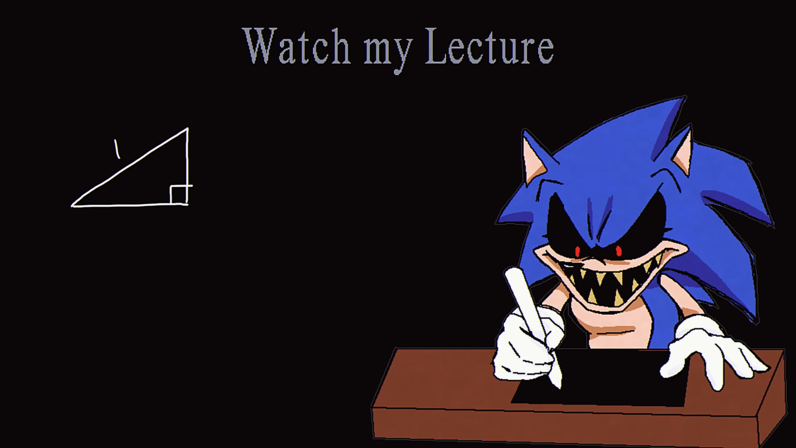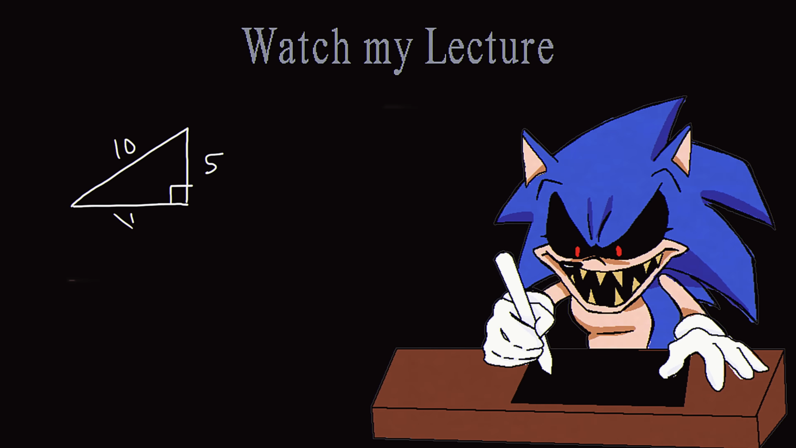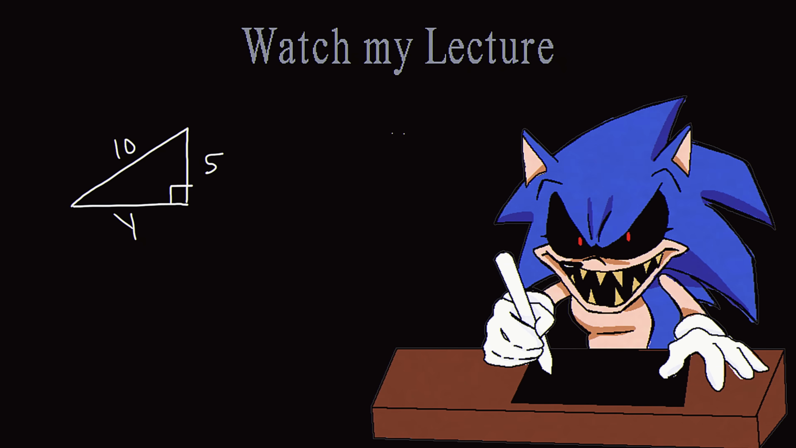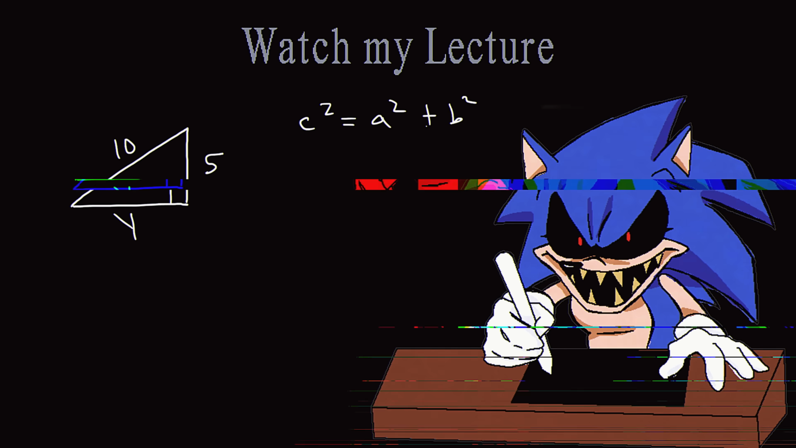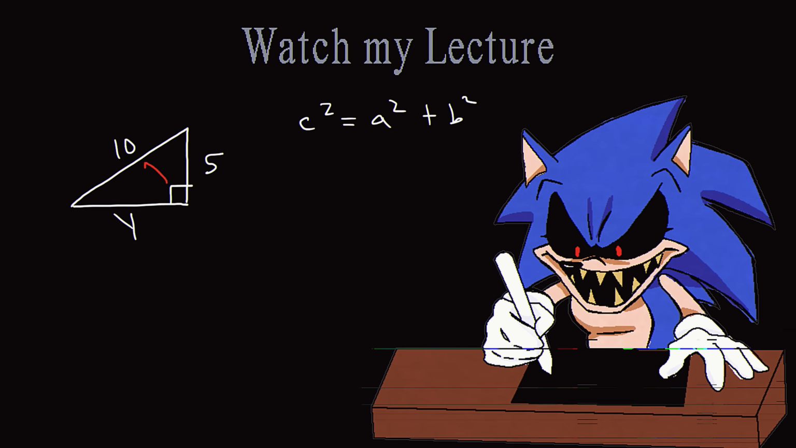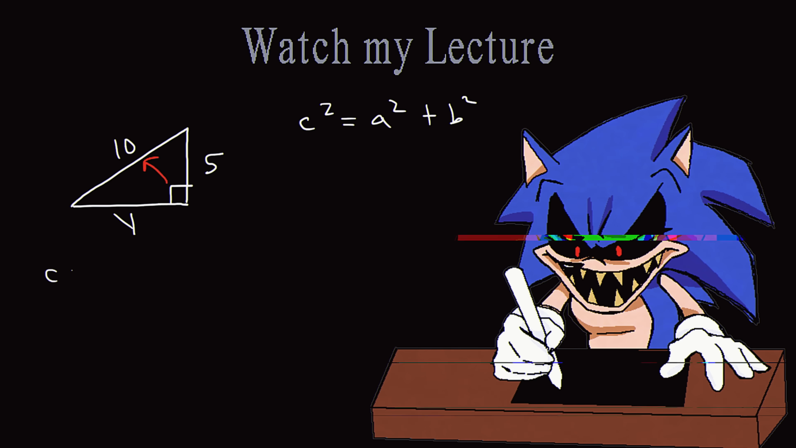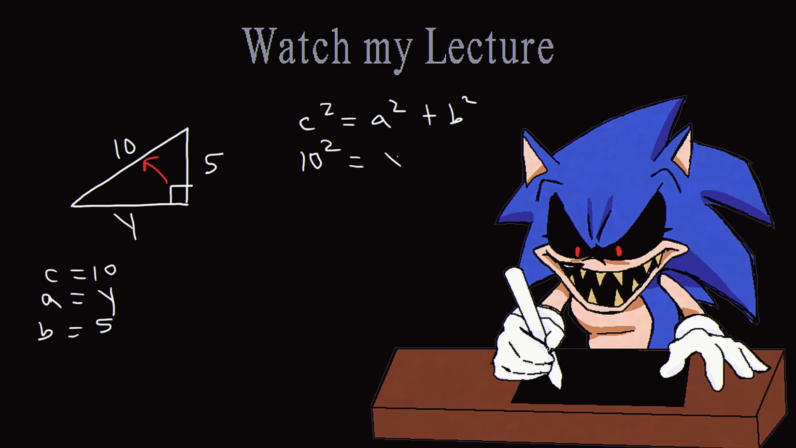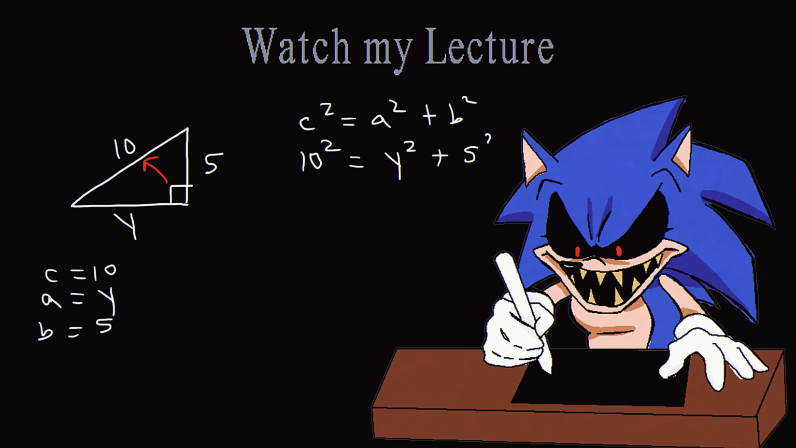So let's say the hypotenuse is 10, this is 5, and our goal is to calculate y. Go ahead and do this. So let's use the same formula. C squared is equal to A squared plus B squared. So C is the hypotenuse. So in this problem, C is 10. A, we could say it's y, and then B is 5. So it's going to be 10 squared is equal to y squared plus 5 squared.